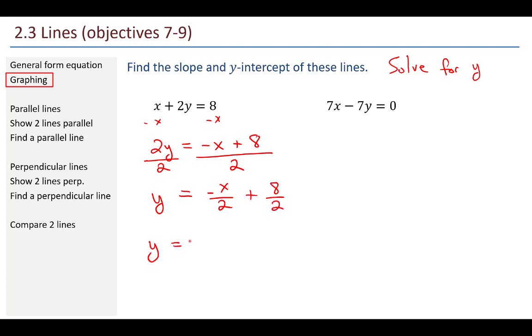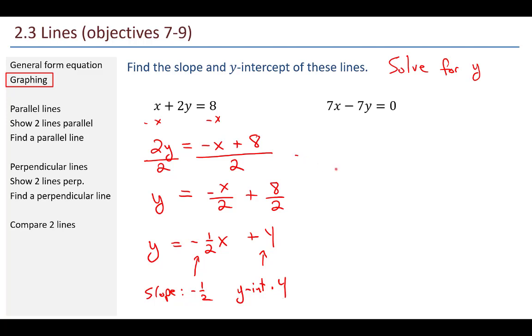And one more simplification, this -x over 2, that's the same thing as -1/2 x, and this 8 over 2 is the same as 4. And so I've been able to put the equation into slope-intercept form. I see that my slope is -1/2, slope negative 1/2, and I see that the y-intercept is 4.